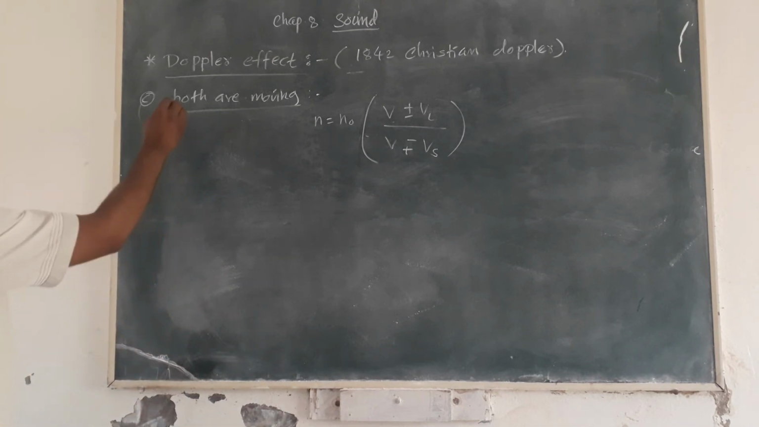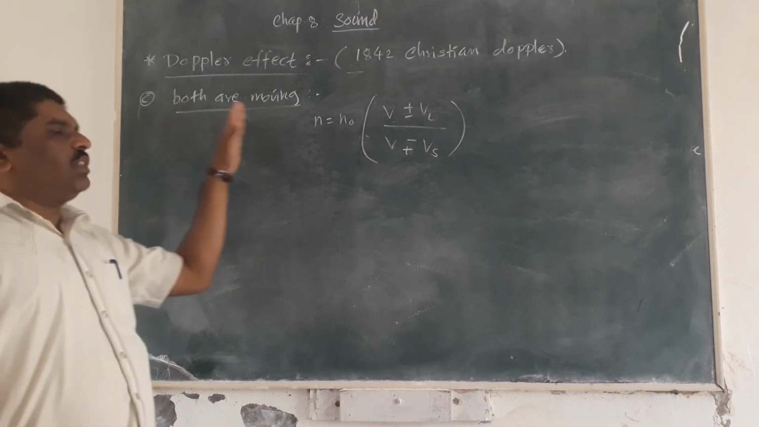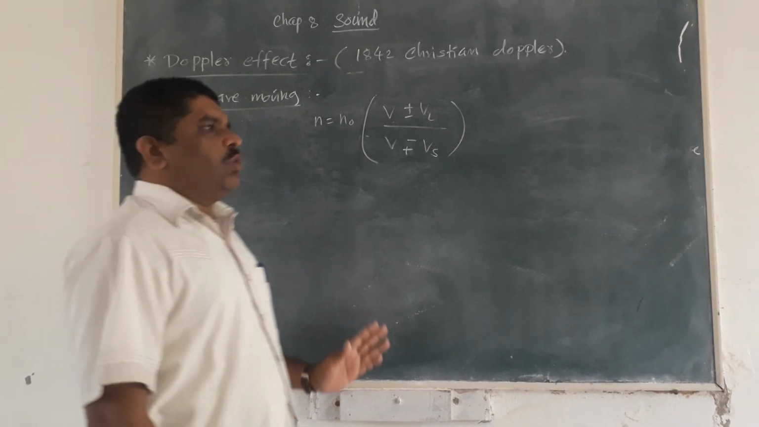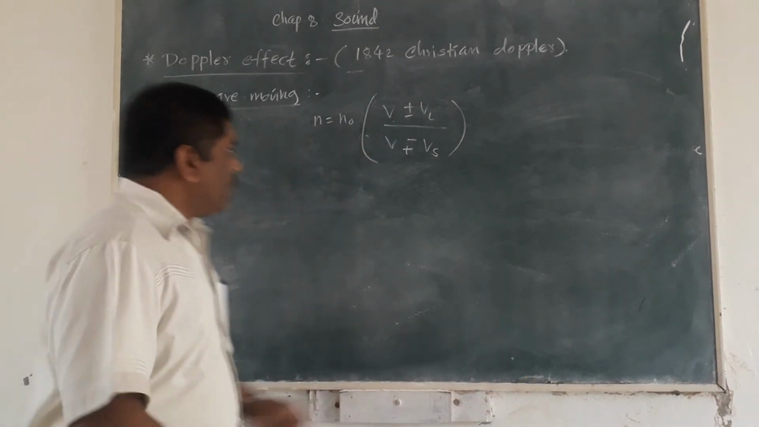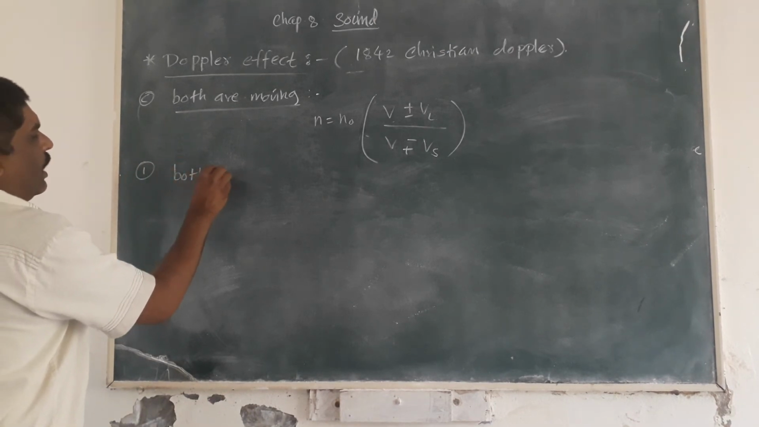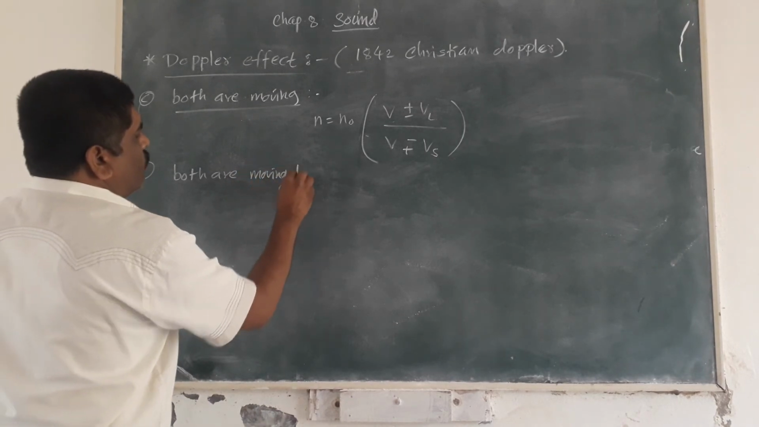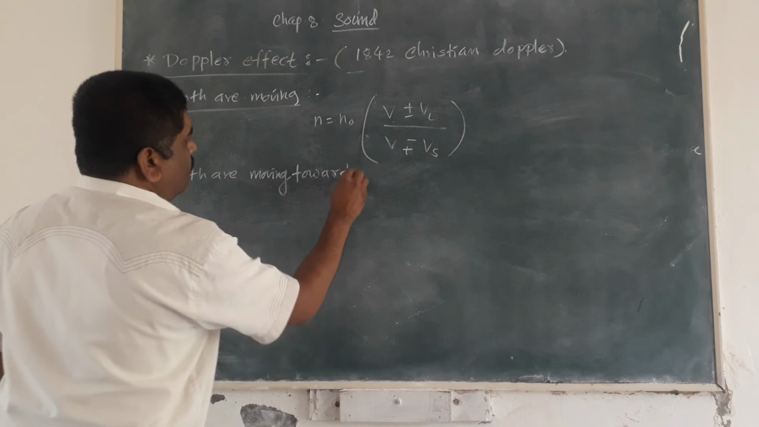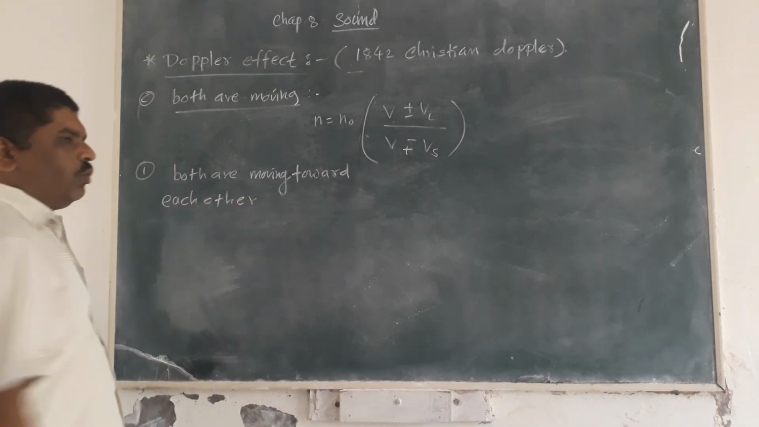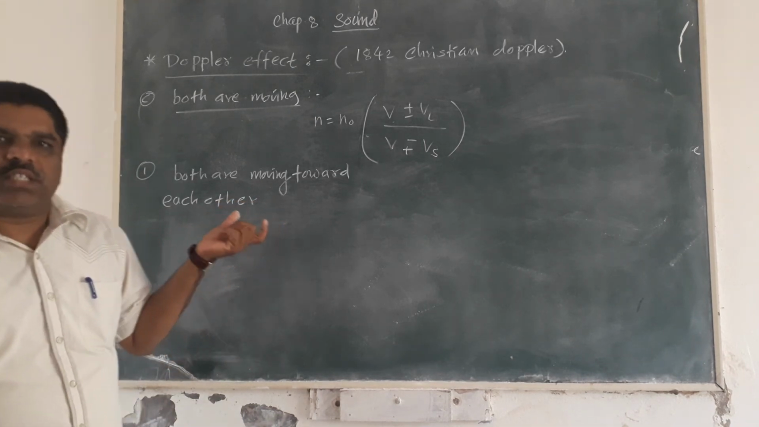Then first, या सी मध्ये दोन प्रकार पडतात. सी मध्ये आपण काय घेतलंय की बोथ आर मुव्हिंग, म्हणजे ऑब्झर्वर सुद्धा मुव्हिंग कंडिशन मध्ये आहे आणि सोर्स सुद्धा मुव्हिंग कंडिशन मध्ये असेल. तर पहिली कंडिशन काय आहे, नंबर 1, की बोथ आर मुव्हिंग टुवर्ड्स इच अदर. दोन्ही एकामेकीकडे येतात किंवा त्याला अप्रोचिंग टू इच अदर असं म्हणतात.